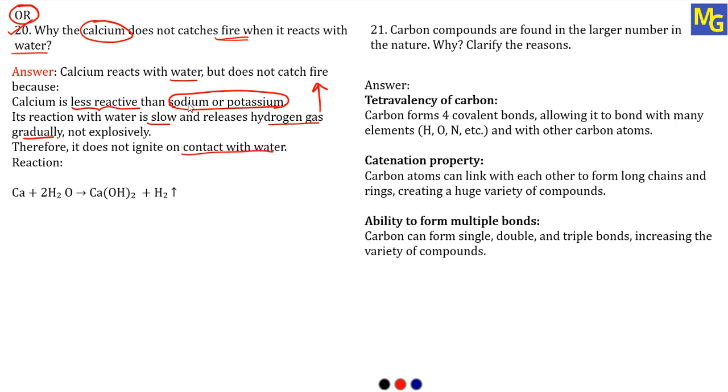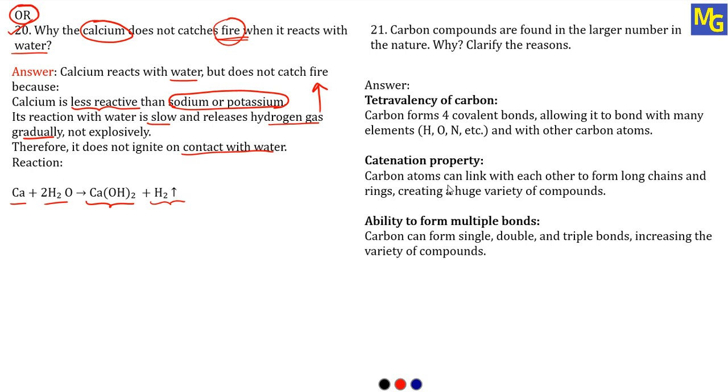But what about sodium and potassium? Sodium and potassium will show a vigorous reaction with air, gases or the water. So we can see the reaction. Calcium, when it combines with water, gives calcium hydroxide, that is Ca(OH)2, and with this it releases hydrogen gas gradually. And this is the reason why calcium does not catch fire when it reacts with water.